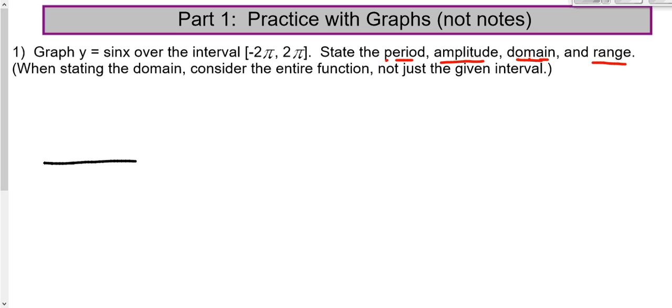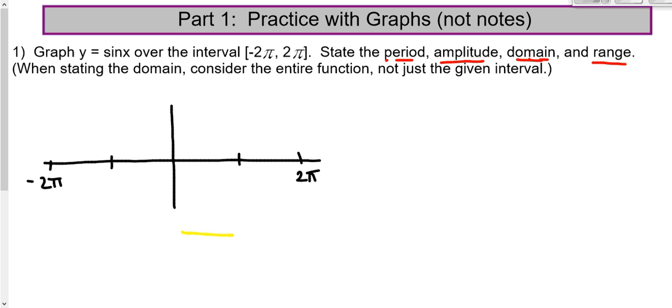And what I would do is I would go ahead and just make my axes, and I would make a mark at 2 pi and a mark at negative 2 pi. Remember, 2 pi is equivalent to 360 degrees. So if you're going from 0 to 2 pi, it's like you went around the circle one time. It's like you went a full time around through quadrant 1, quadrant 2, quadrant 3, quadrant 4 around the unit circle.